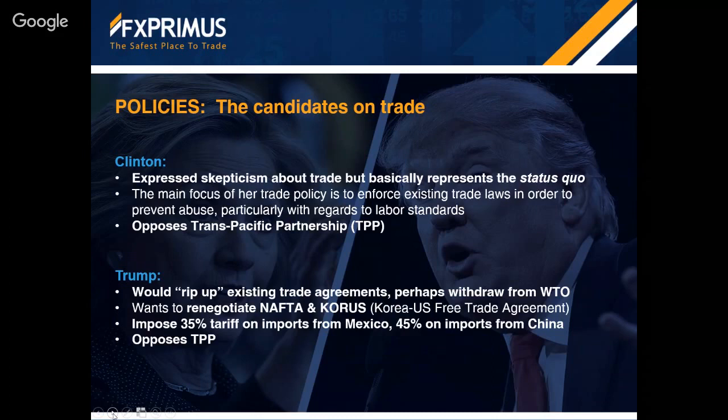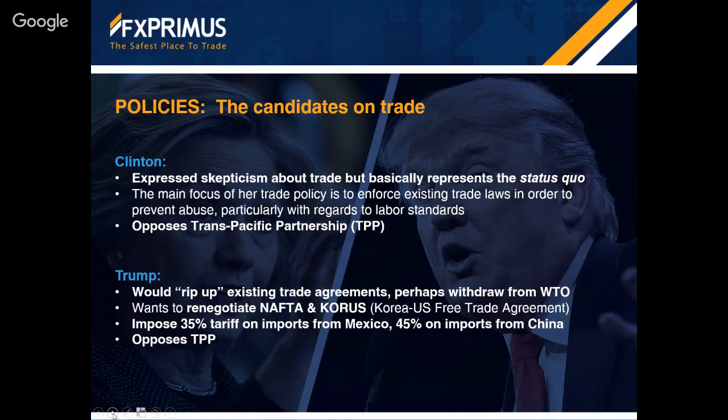Clinton, trade has become a major issue in this election, which is kind of unusual. Up to now, there's really been a consensus on both parties of free trade. Both the Democrats and the Republicans have largely been in favor of free trade. Clinton has expressed some skepticism about trade, but basically she's in favor of free trade. She represents keeping the situation as it is, the status quo.